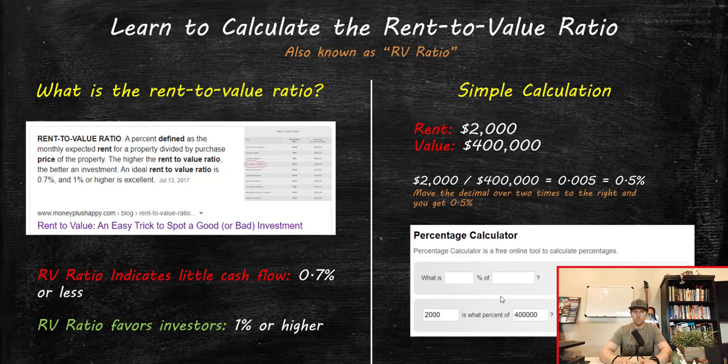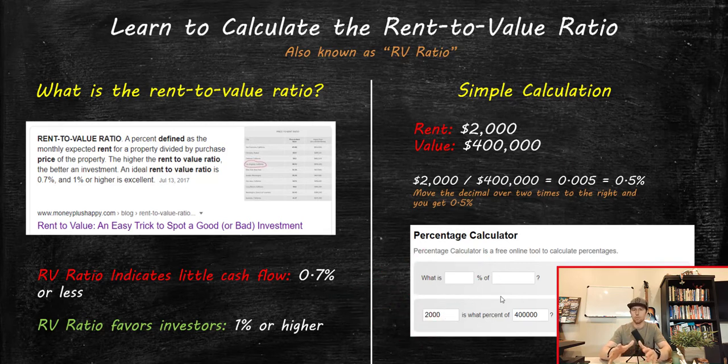So let me give you an example. Let's say you're looking to purchase a property that is $400,000. And the expected monthly rent on that property, if you're going to turn it into a rental home, would be $2,000 per month. So you would take the $2,000, divide by $400,000, and it would give you a 0.5% RV ratio. Now, according to the definition we found here on Google, anything under 0.7% is probably going to lack cash flow, because there won't be enough rental income coming in to service that rental property and cover all of the expenses. Now, every single market is different.